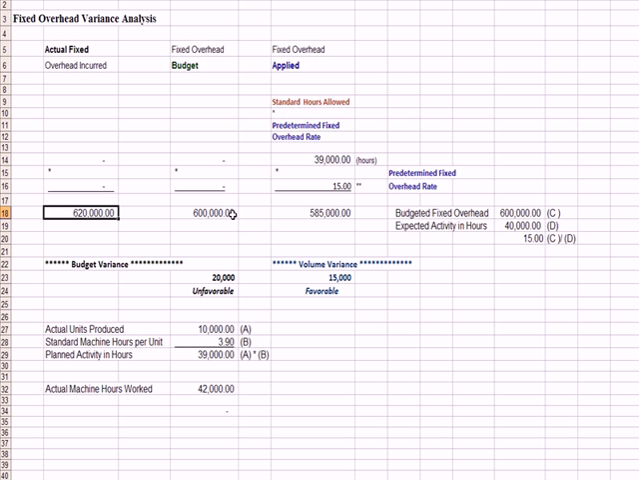Actual is less than our budgeted, so it's a favorable budget variance, which has to do with dollars. Our middle column is greater than our applied column. That should actually be an unfavorable variance. I'm going to change that while we're here. Volume has to do with activity. Budgeted has to do more with dollars.